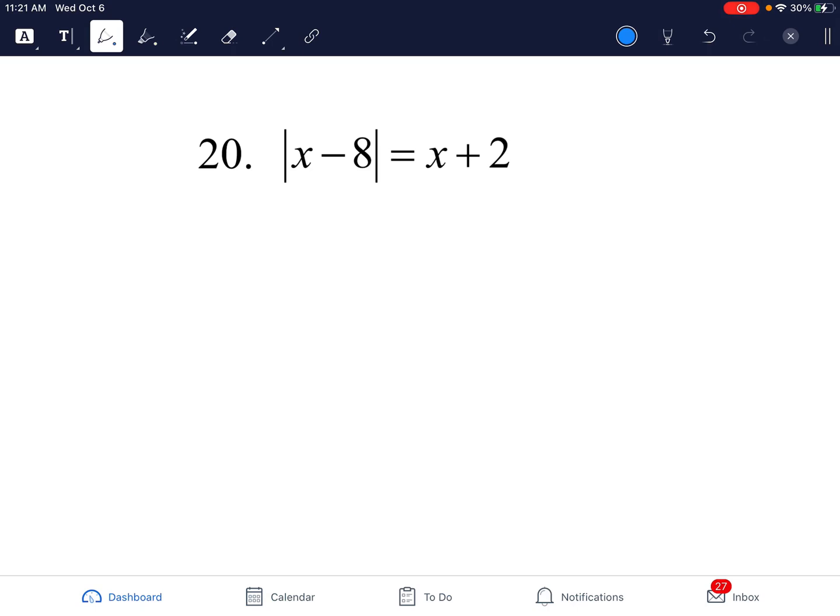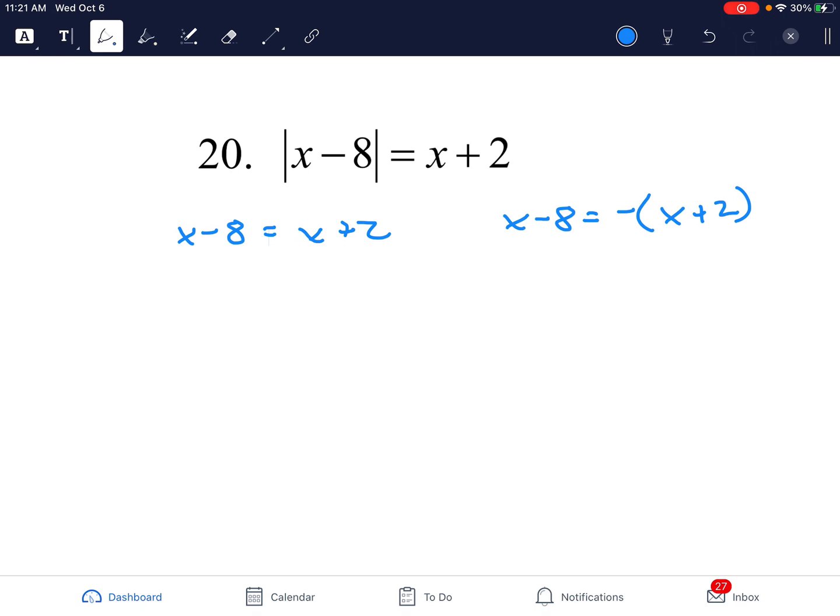Okay, in this case, nothing's being multiplied, added, subtracted, or divided on the absolute value bracket, so we are ready to make our two separate equations. We have x minus 8 equals x plus 2. Our second one's going to be x minus 8 is equal to negative, and I'm going to put the x plus 2 in parentheses because it has to change both signs, the x's and the 2's.